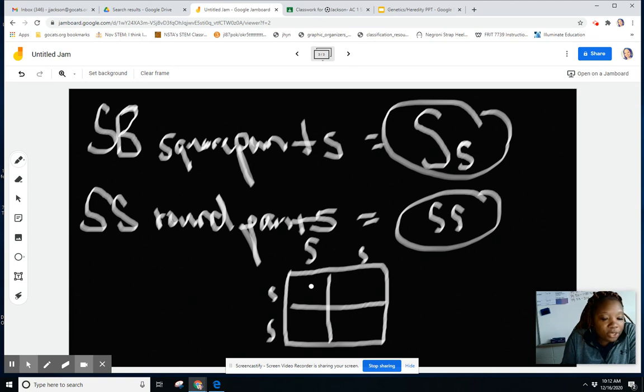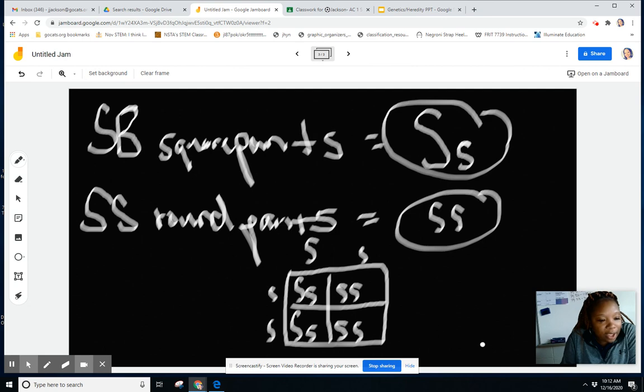So remember what we do. We drop from the top, slide from the side. Drop from the top, that's gonna be a big S, slide from the side, little s. Drop from the top, little s, slide from the side, little s. Drop from the top, big S, slide from the side, little s. Drop from the top, little s, slide from the side, little s.